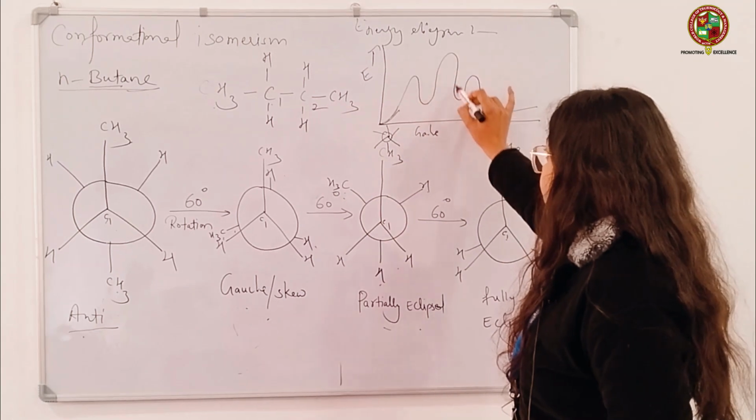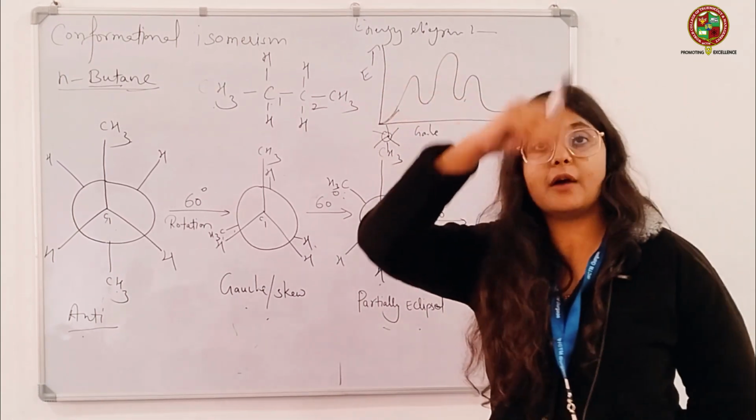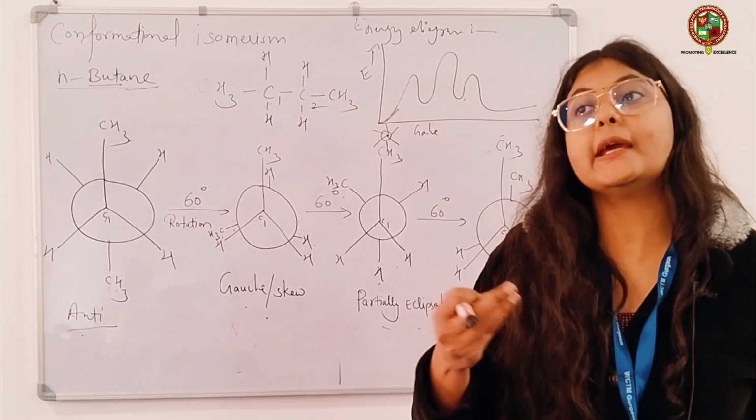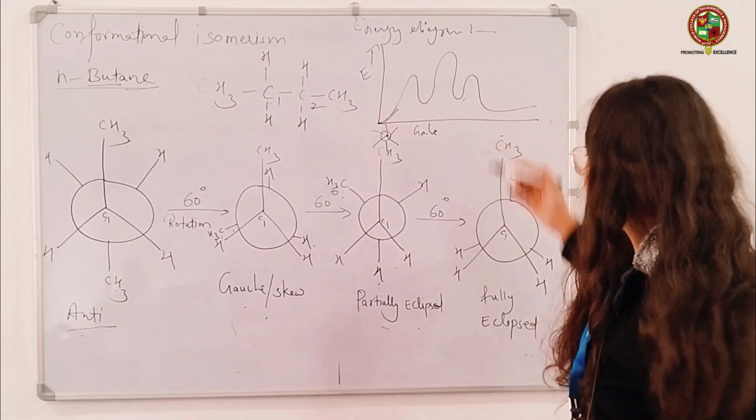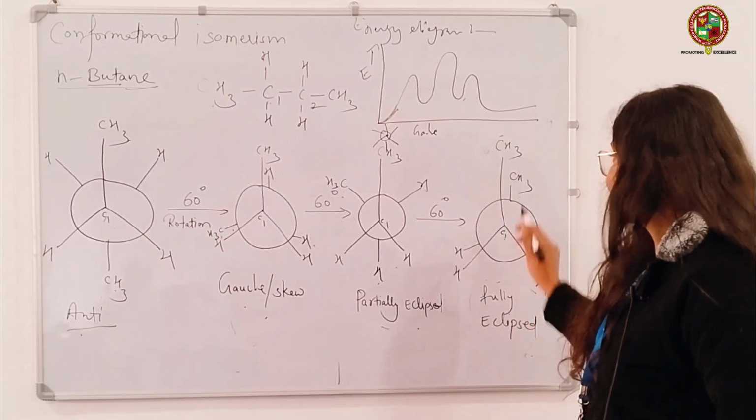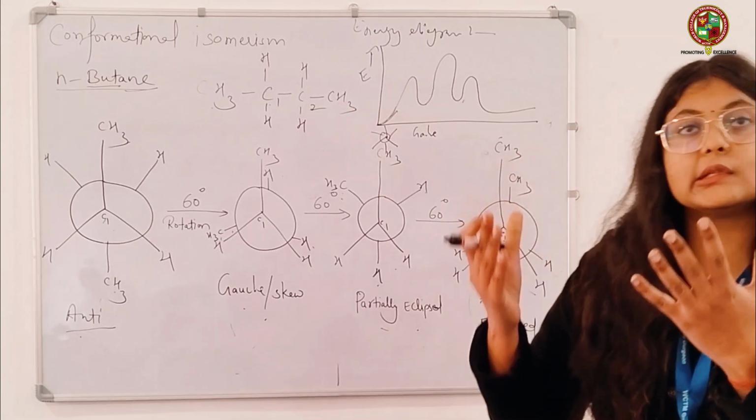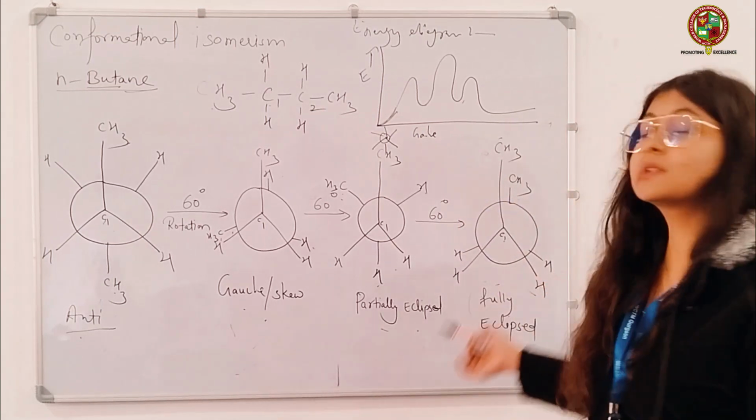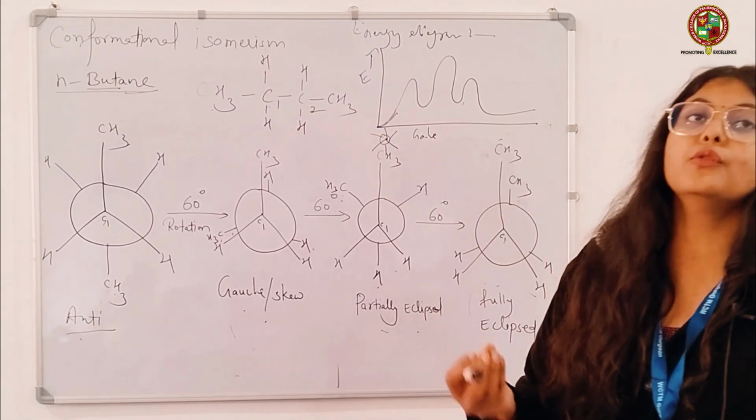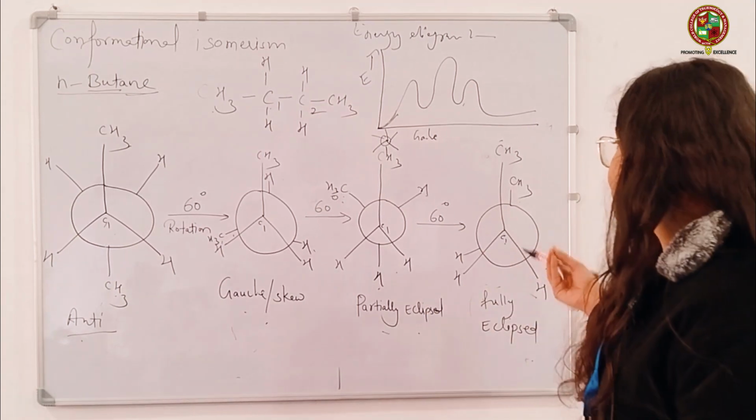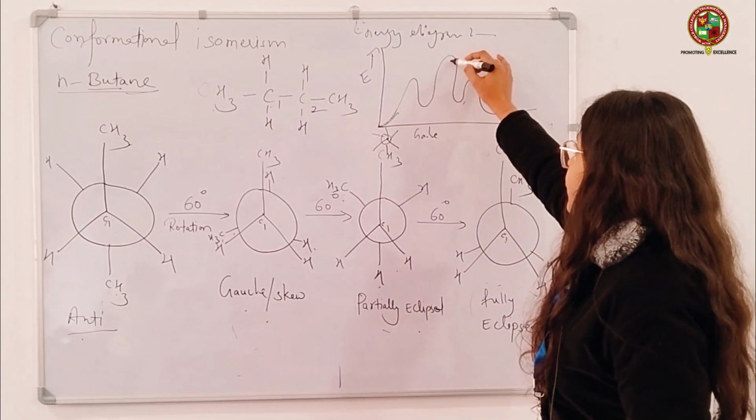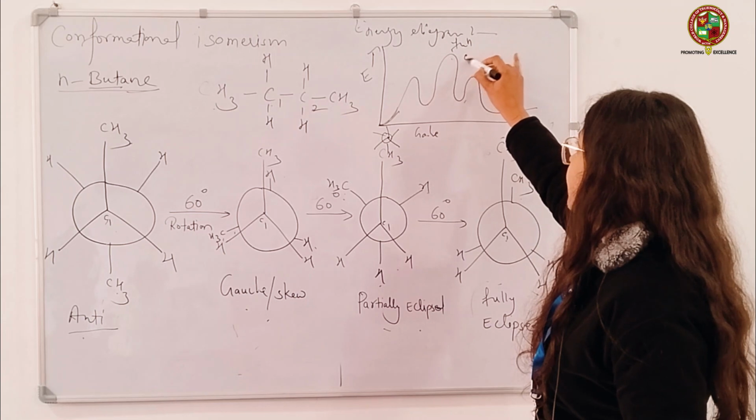And firstly, at the biggest peak, where the most energy is required, we have to draw the fully eclipsed conformation, because this is aligned one upon another. That's why this is very unstable, because of steric hindrance, or you can say steric strain. That's why we are showing it like that, fully eclipsed.